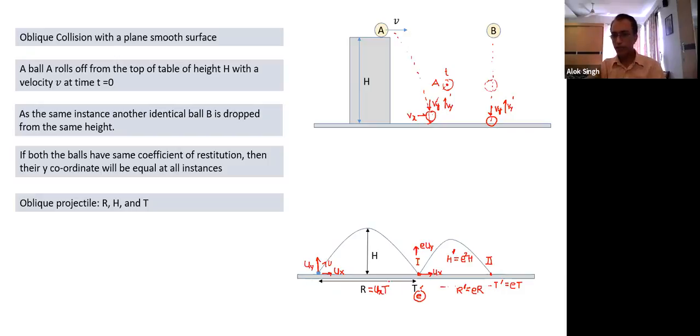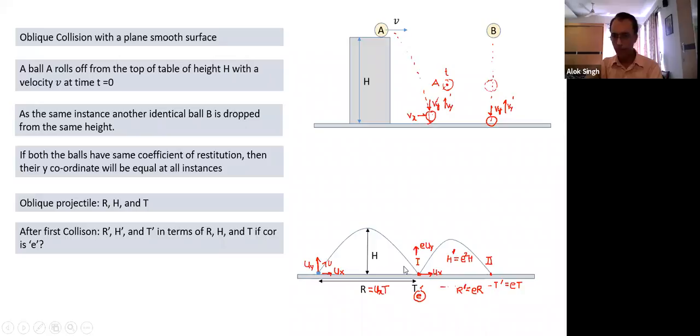You can deduce all those things, but I think it's much easier if you understand the concept of collision. Very easily we can deduce these quantities. That's what happens in the case of projectile. If you understand this one, I think you have understood the basics of oblique collision as applied to projectile motion. And then we can have multiple combination questions.